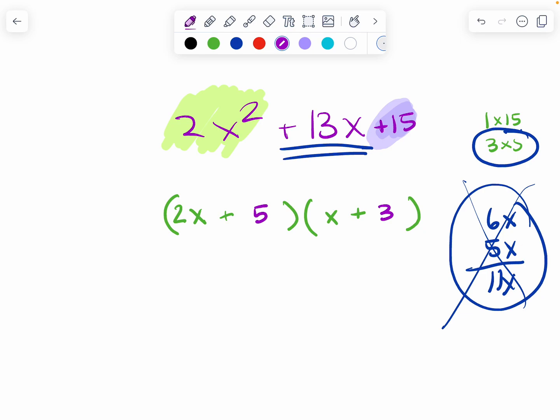So if you're trying a set of numbers and you're like, wait, that's not working out, don't be afraid to just flip them up. 5 and 3 is going to give me 15, but maybe the 5 doesn't belong here. Maybe it belongs here. Let's see what happens if we rearrange it in this way. 2x and x still gives me 2x squared. 3 and 5 still gives me 15, so I know the outsides match.